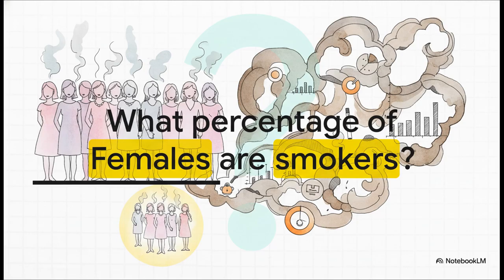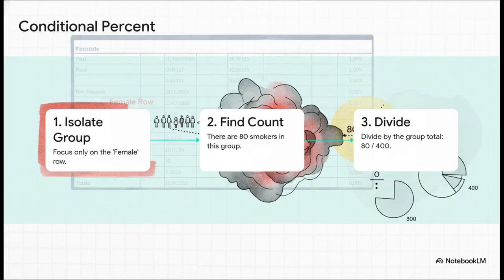We're totally ignoring the guys for this calculation. We only care about the 400 people in that female group. So, how do we calculate that? It's a simple three-step process.